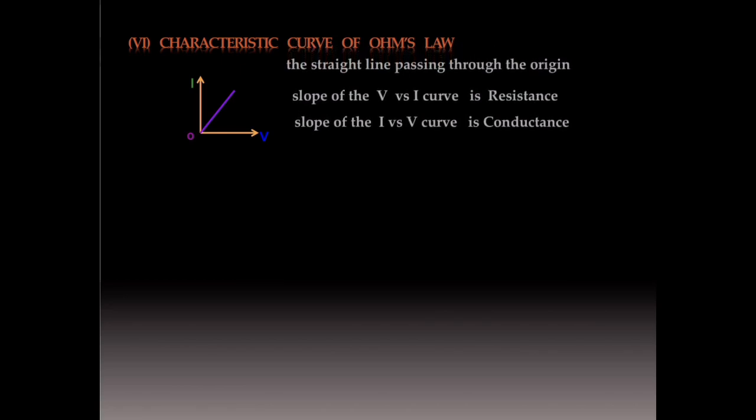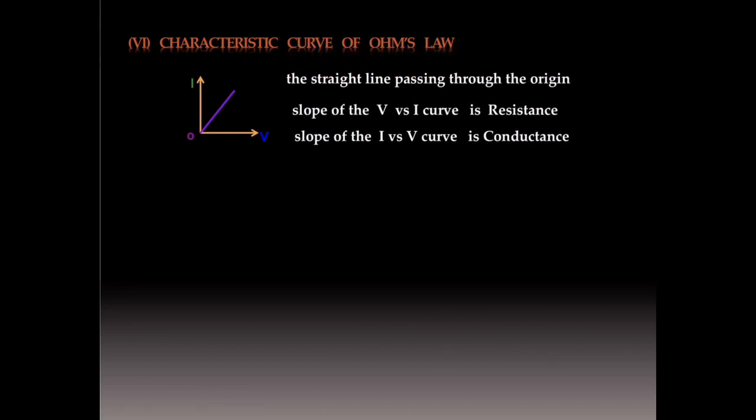The sixth point is the characteristic curve of Ohm's law. So if we plot a variation of V versus I or I versus V, we will get a straight line passing through origin. This is the characteristic curve for Ohm's law. For the straight line passing through the origin, the slope of the V versus I curve is resistance, and the slope of the I versus V graph is conductance. I hope finding slope is not difficult for you.